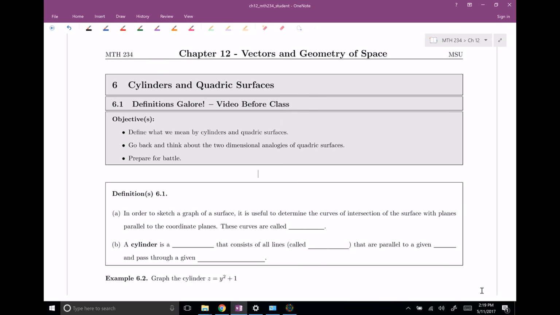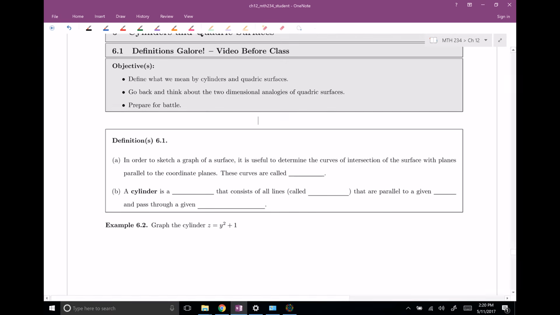And then we're going to prepare for battle, right? We're going to look at all these surfaces and we're going to start just thinking about these kind of tougher problems. Okay, so we'll get to that here in a second. Let's get into our definition, right?